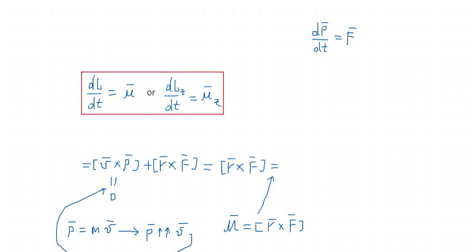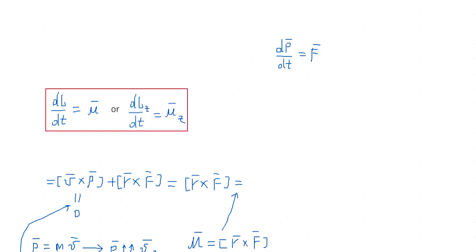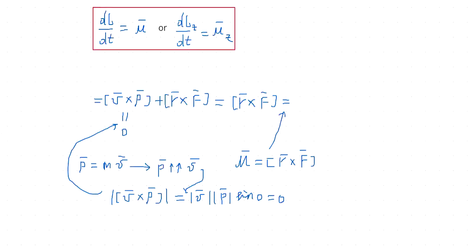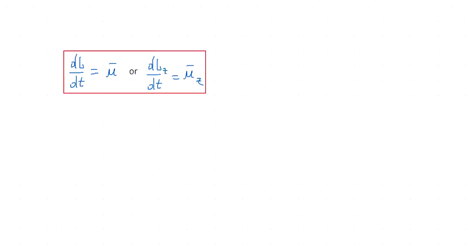Okay, so if you don't have any questions, let's continue. So if we have rotation of a perfectly rigid body around the fixed axis, what can we do in this case?